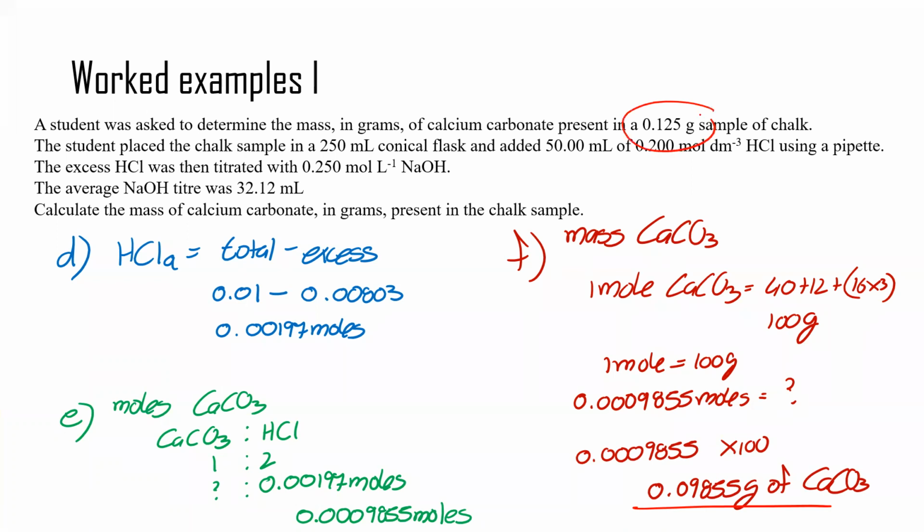And we can see that that number is close to this number over here. It's not 100%, but you'd expect it to be lower because chalk is a mixture. It's not just calcium carbonate, but it's close enough. Okay, so you should be comfortable when you see an answer like that, that your answer is correct.